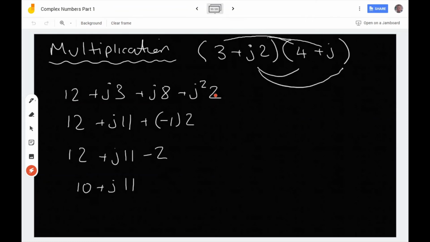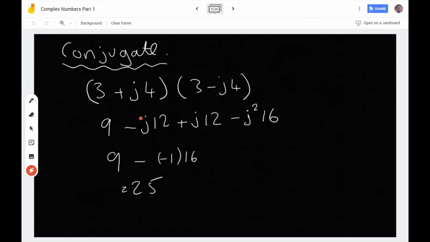Okay, so we multiply the j by the j, and then it's 2. So if this was x, it would say 2x squared, but we'll just write it down like this, j squared 2. And we can immediately rewrite it. We can say 12 plus j11, because j3 plus j8 is j11. And then we can replace the j squared, because we identified earlier that the j squared is the same as -1, with a -1. And then it becomes plus -1 times 2, which is -2. So then we have 12 plus j11 minus 2, so 12 minus 2 is 10 plus j11. So that's the multiplication process.